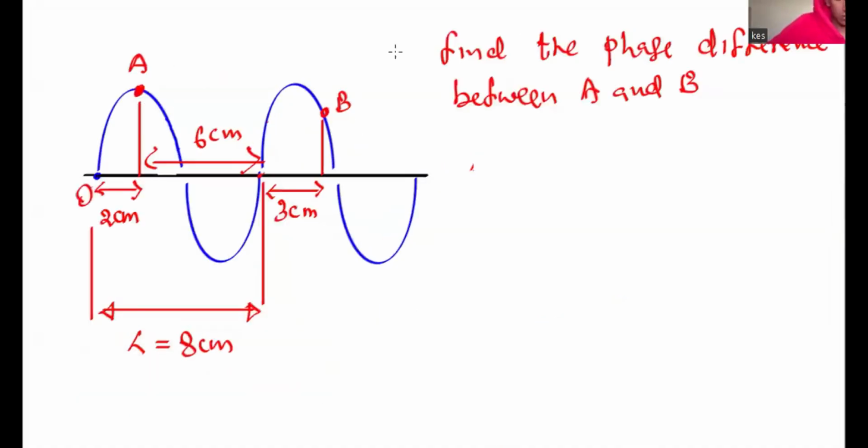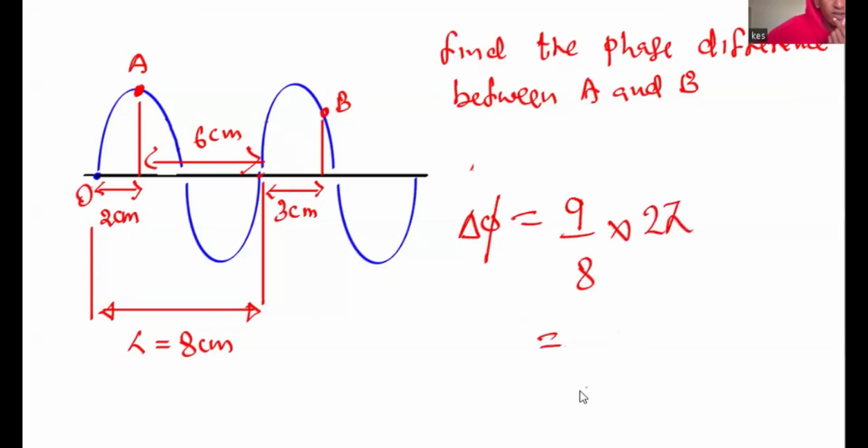Yes, sir. Find the phase difference between A and B. Okay, then here the wavelength means 8 centimeter. Then what's the distance between A and B? 6 plus 3, right? 9. Yes, 9. Then the phase difference between A and B, delta phi, that is 9 divided by 8 times 2 pi. That is equal to 9 pi over 4, right?